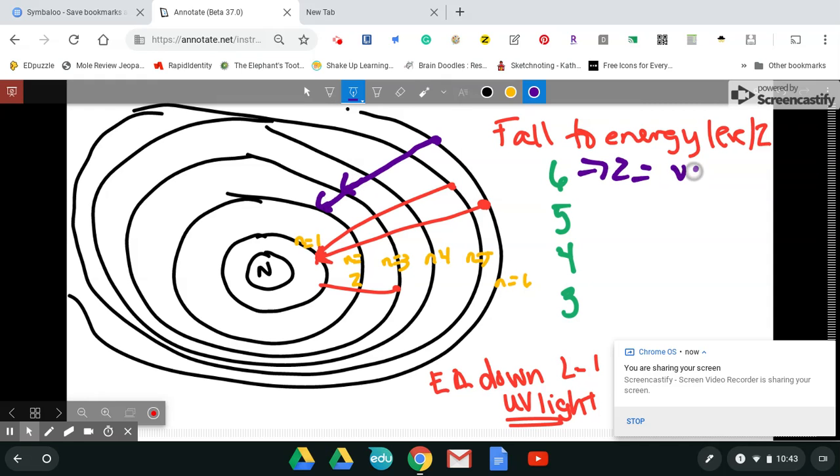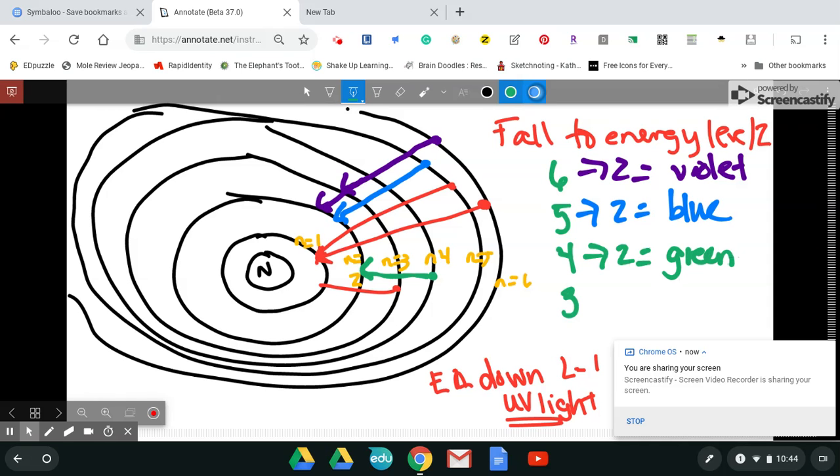That's going to give me purple. I'm going to see purple if my electron's at level 6 and falls to level 2. If I'm at level 5 and I fall to level 2, I'm going to get blue. If I'm at 4 and I fall to level 2, I'm going to get green light. And if I am at 3 and I fall to level 2, I'm going to get red.